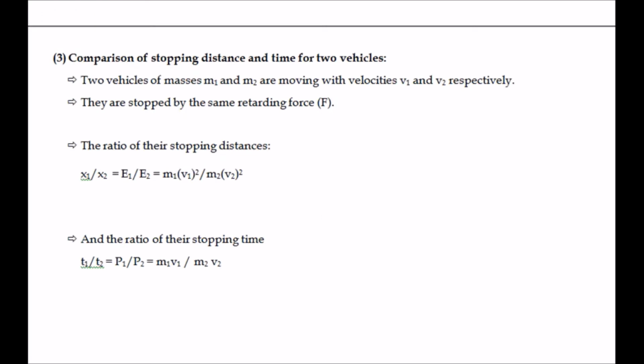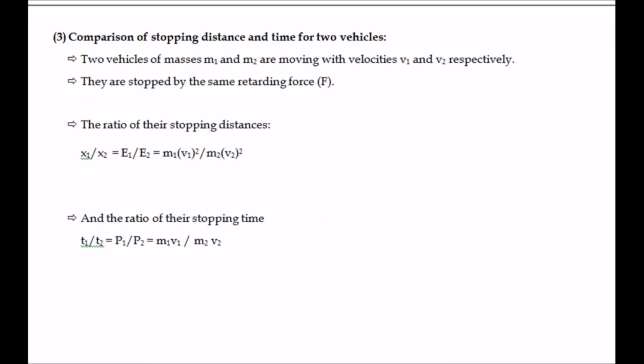Now we will see the comparison of stopping distance and time for two vehicles. That is, if two vehicles of mass m1 and m2 are moving with velocities v1 and v2 respectively, and they are subjected to the same retarding force, we just take the ratio of their stopping distances and compare it.